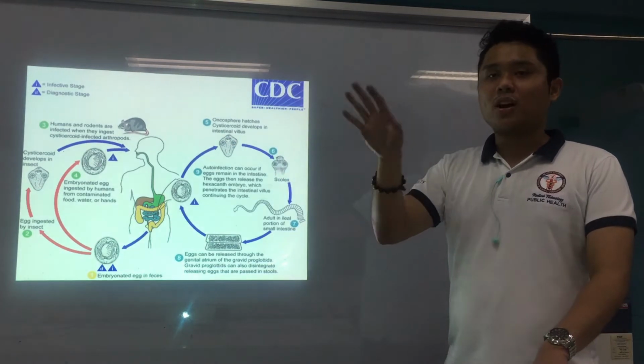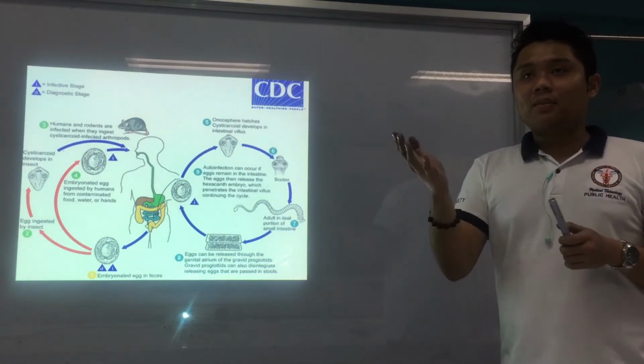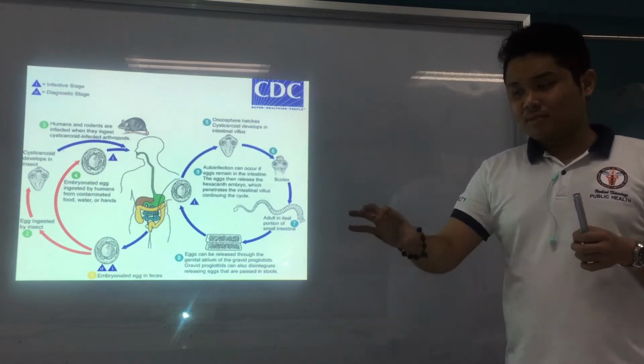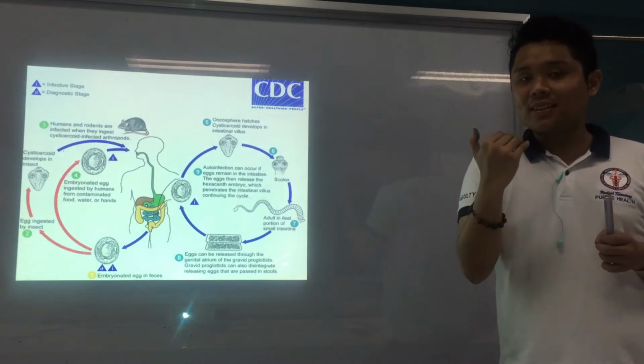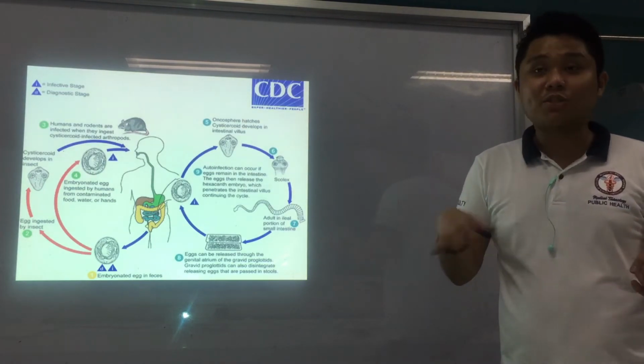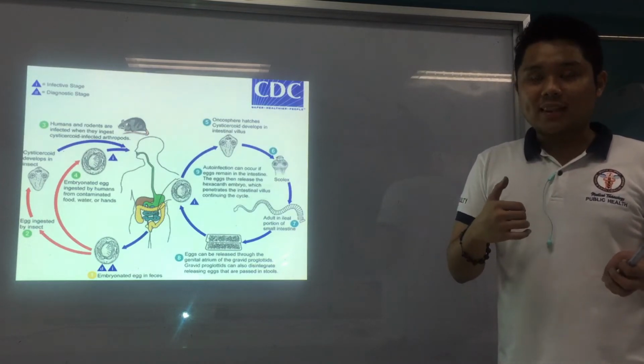So the life cycle goes on. It has two ways. It could be that it does not require a host. For example, the patient ingested embryonated eggs from the environment directly, without requiring any intermediate host. So the humans now become the definitive host at that time.